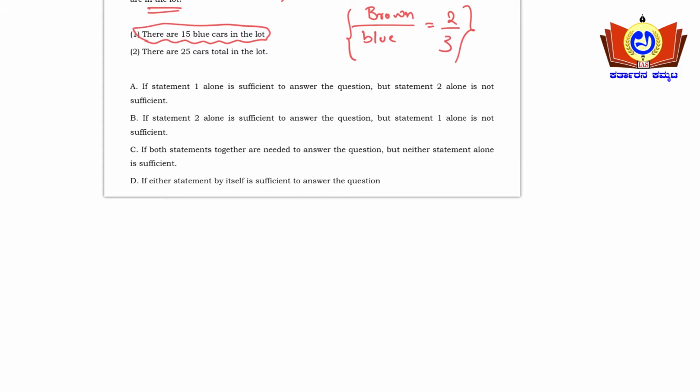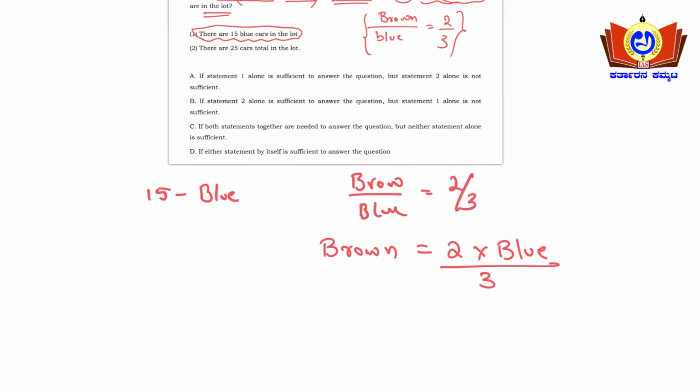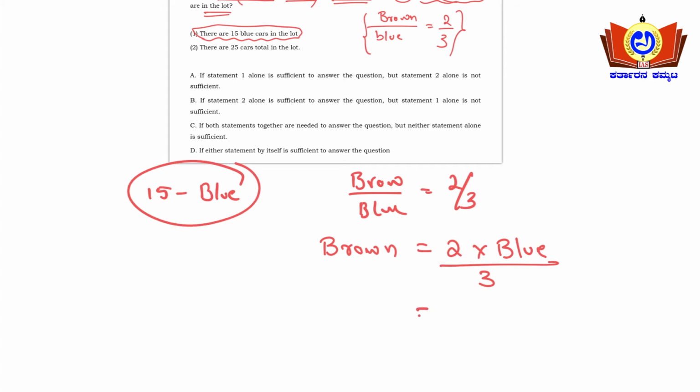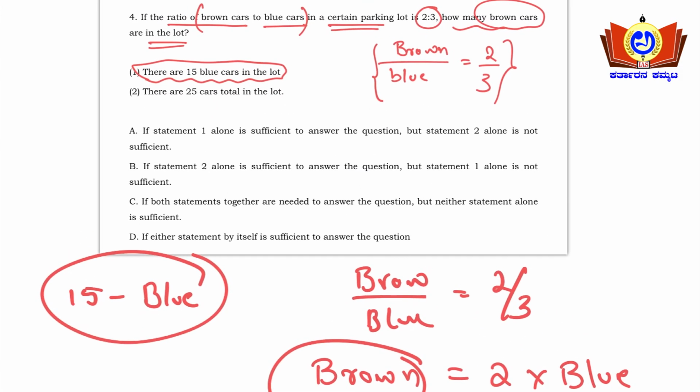Using the first statement I'll try to solve the question, my dear friends. There are 15 blue cars, and the ratio brown to blue is 2 upon 3. We need to find the brown cars. So brown cars will be equal to 2 into blue cars upon 3. Blue cars are 15, so 2 into 15 is 30, 30 divided by 3, the answer will be 10. So brown cars will be 10, using statement 1 alone.